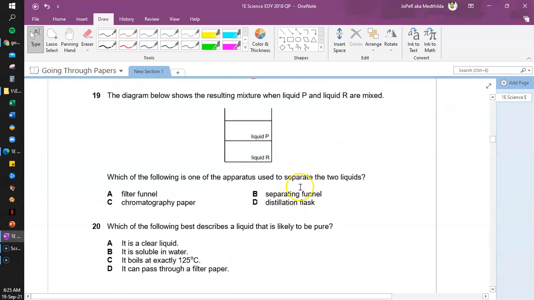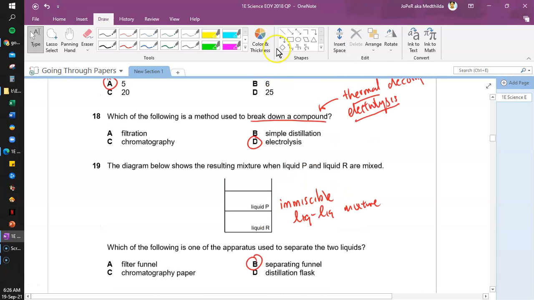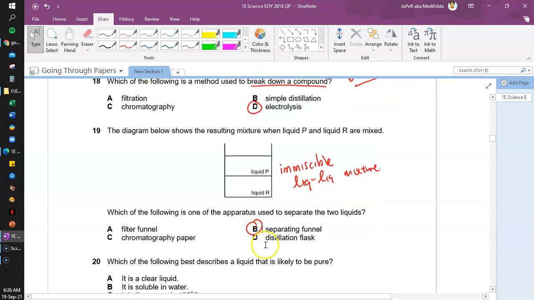Next, the diagram below shows a resulting mixture when liquid P and liquid R are mixed. Which one of the following is one of the apparatus used to separate the two liquids? You can see liquid P and liquid R, they are not mixed. They actually form 2 distinct layers. So this is actually an immiscible liquid mixture. To separate this, you're going to use a separating funnel. So take note, question 19 here, immiscible liquid mixture. That's why we use a separating funnel.